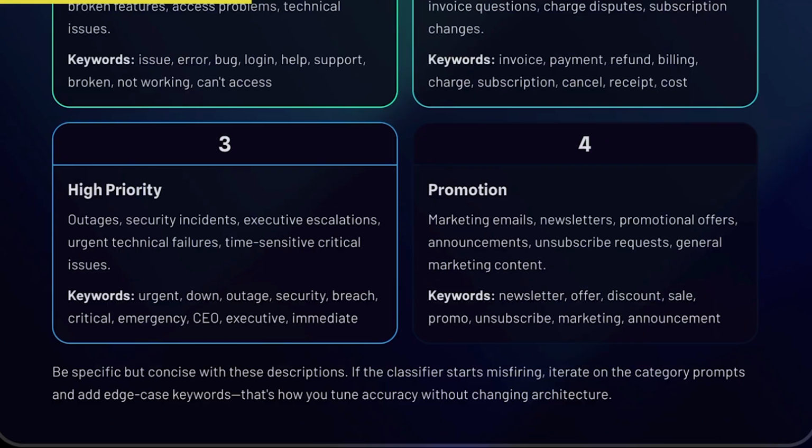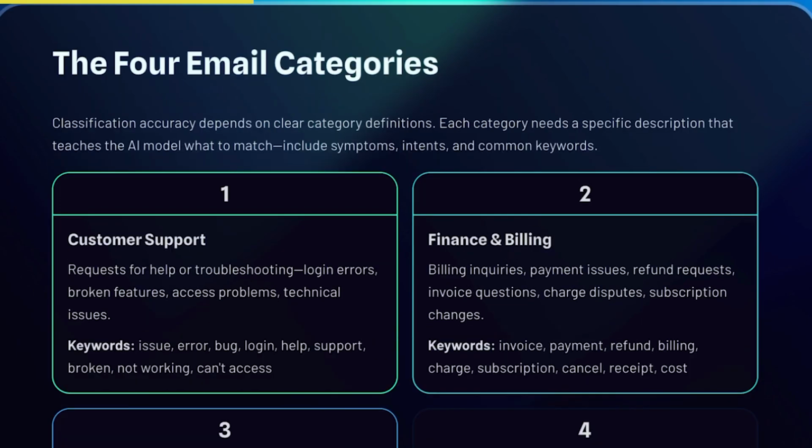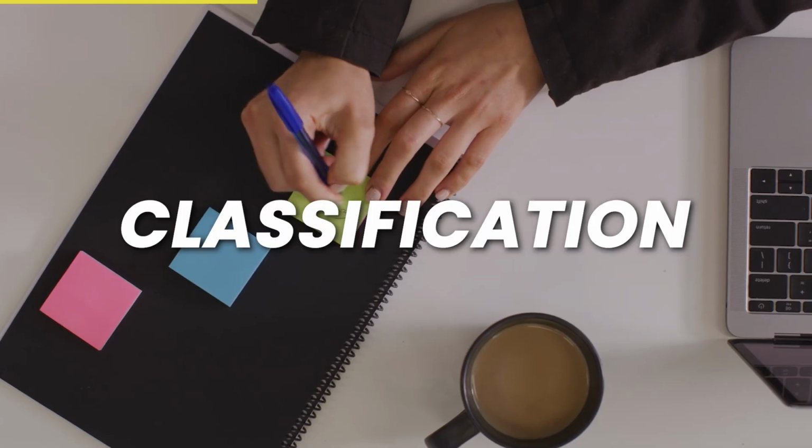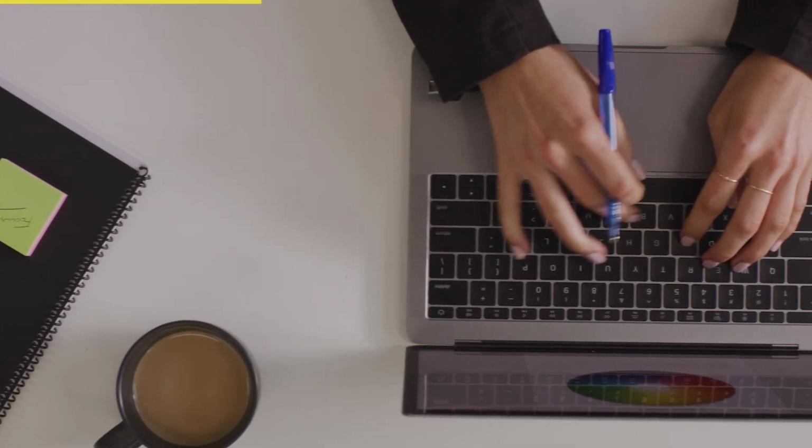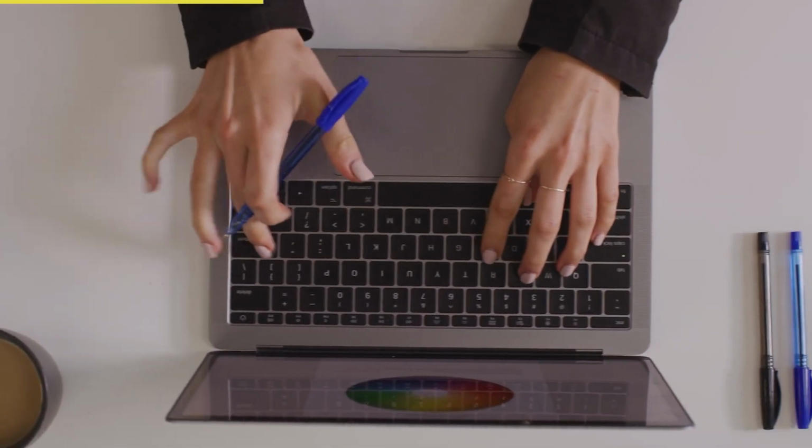Brilliant. Now here is a quick example of ways in which you can categorize your emails. Firstly, you can have 4 email categories. Classification accuracy depends on clear category definitions, so what is each category representing?